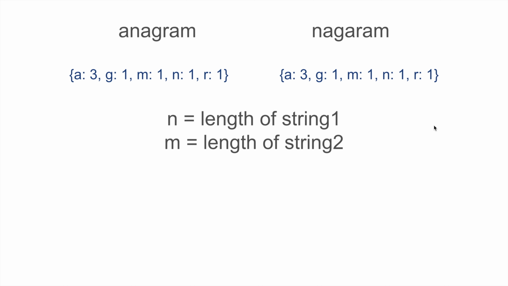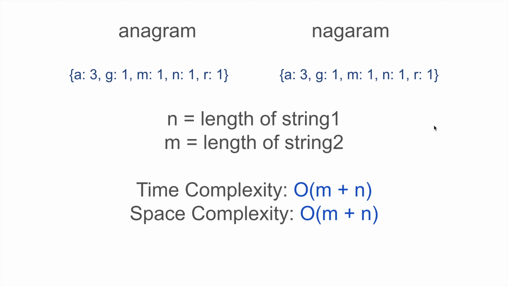Okay, now what is the time complexity for this solution? We're going to loop through each string, so the time complexity will be O of m plus n. And the space complexity will be the same, as we're going to store each character count in a hash map for the respective strings.